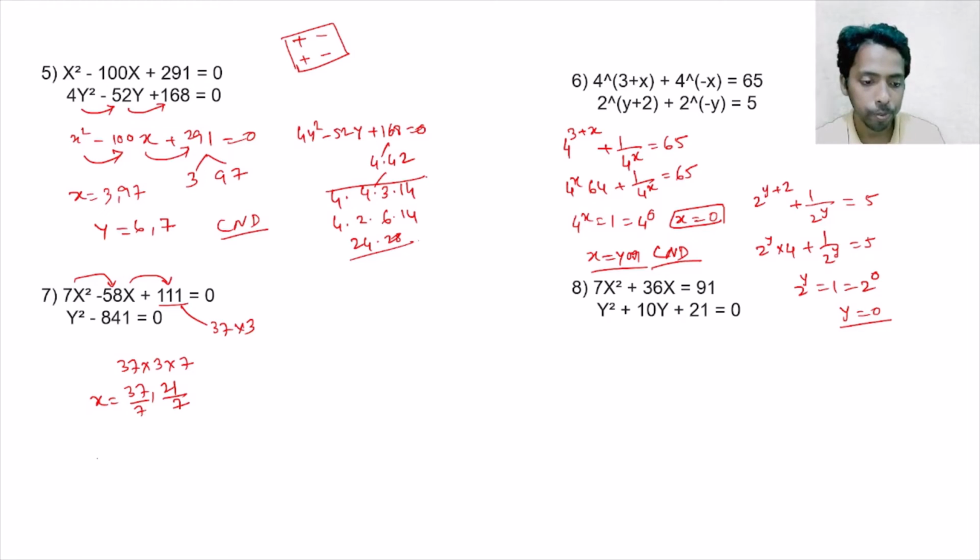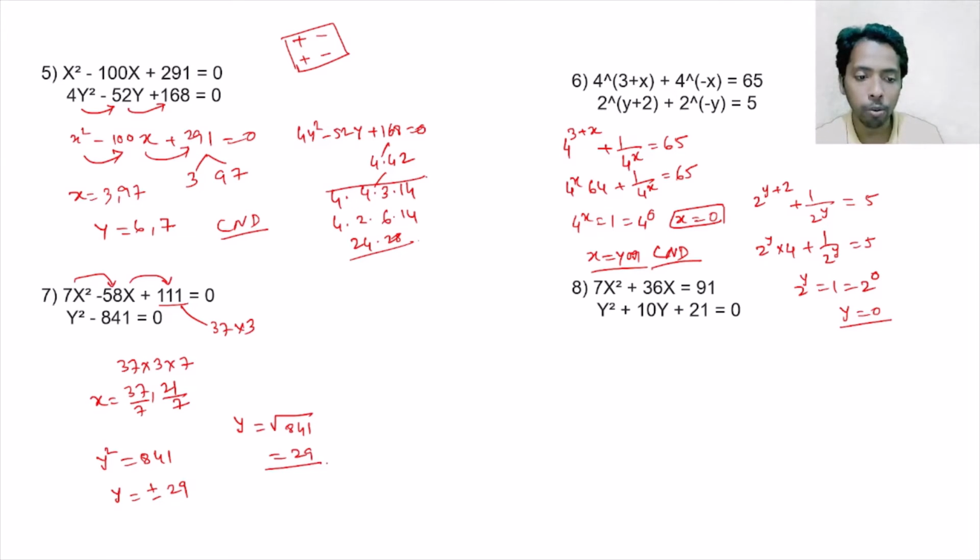Now the next one, y square equals 841. So y equals plus minus 29. This is the square root of 841, that is 29. One important note here is that if in a particular equation it gives that y equals square root of 841, this is 29. This answer is 29. Keep that in mind, very very important.